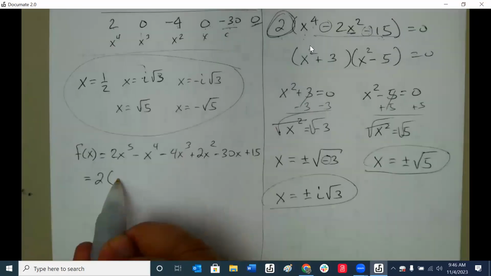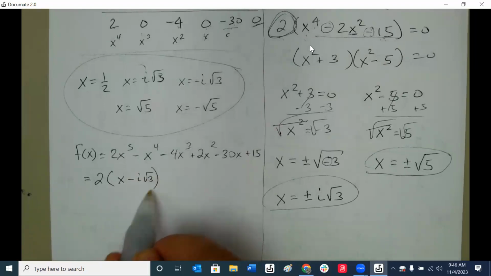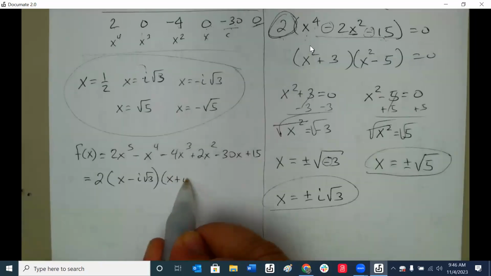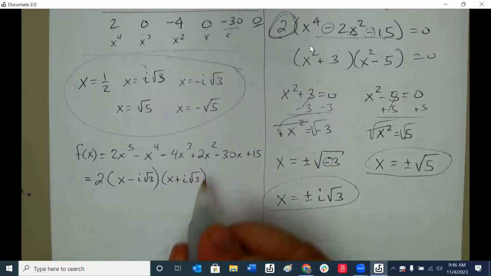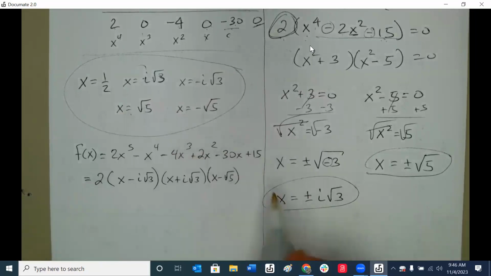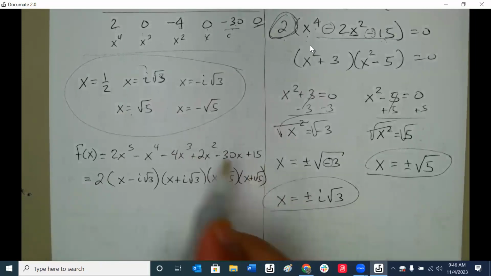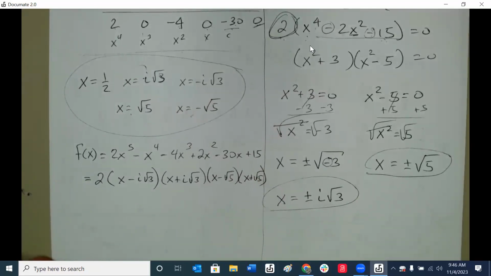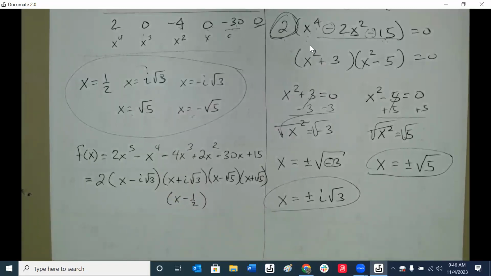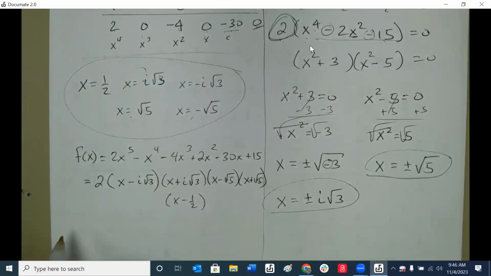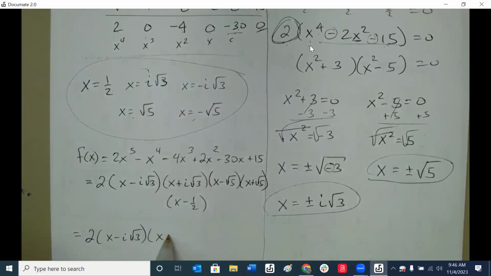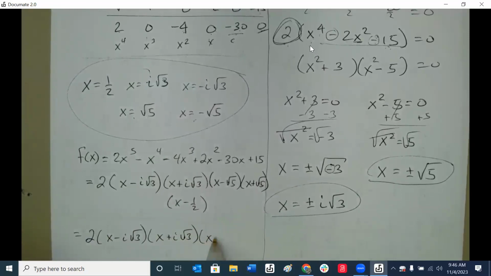This one, just move it over so we have x minus i radical 3. That's another one. And we have the other one, x plus i radical 3, because they have to come in conjugate pairs. x minus radical 5, that's that one. x plus radical 5, that's that one. And we can say x minus 1/2 if you want. Those are the 5 factors. Or we can say all of those.